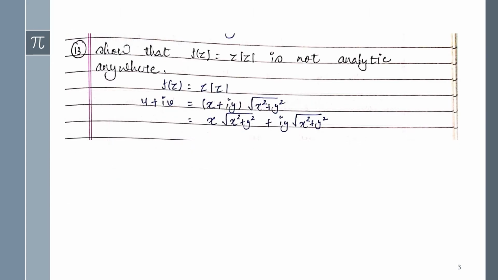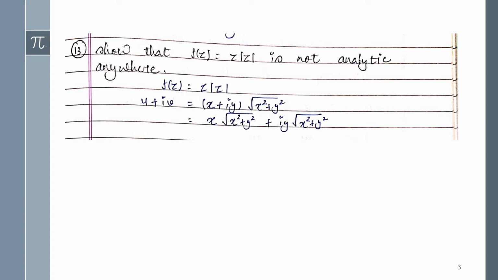Now the 13th example is given. Show that f of z equals z into mod z is not analytic anywhere. Here it's already given that this one is not analytic. It means the CR conditions will not be satisfied, from the four components that we are finding. So let's start with the example.